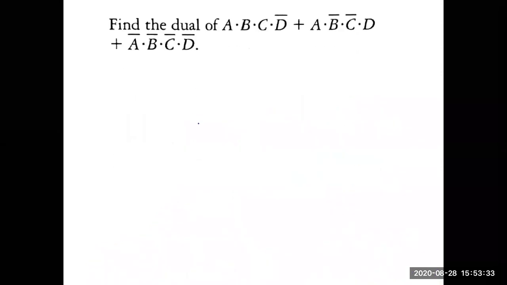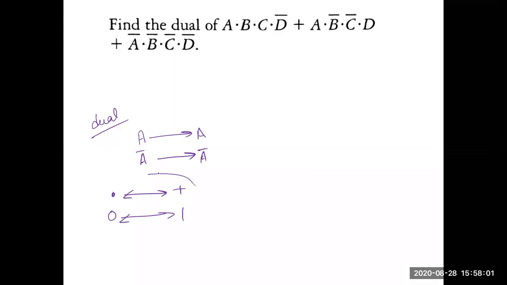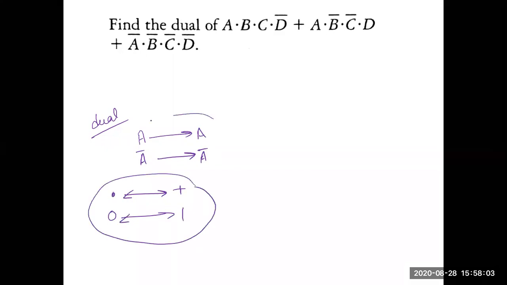So this is another example. You need to keep the value of the variable as it is. Like if it is a, it will be a. If it is a bar, it will be a bar. The thing is you need to change dot to plus and plus to dot. Okay, if there is any zero, you need to change 0 to 1 and 1 to 0. These are the two things you need to change. These literals will remain as they are.